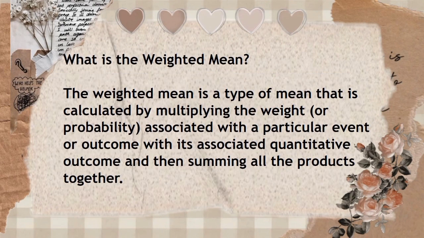Another is the weighted mean. The weighted mean is calculated by multiplying the weight or probability associated with a particular event or outcome with its associated quantitative outcome, and then summing all the products together.